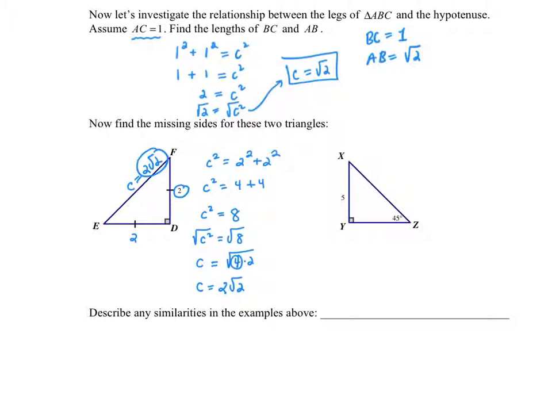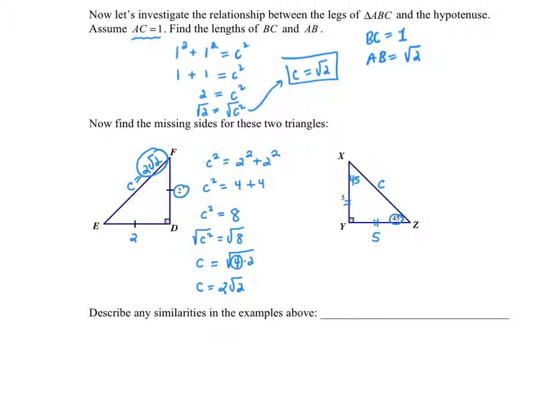Okay, we have one more example. In this one, we're given a hint that this is 45 degrees. That means that this angle also has to be 45 because we have a total of 180 for the whole triangle. So that does mean that it's isosceles. So these two sides are equal to each other and they're both equal to 5.